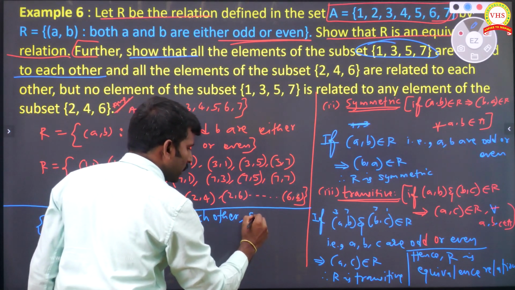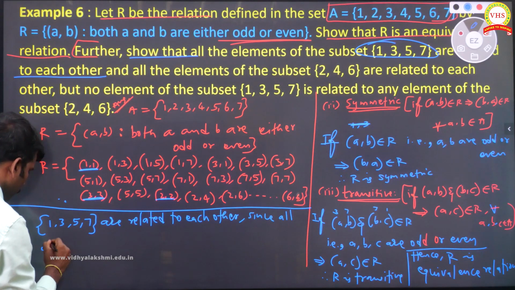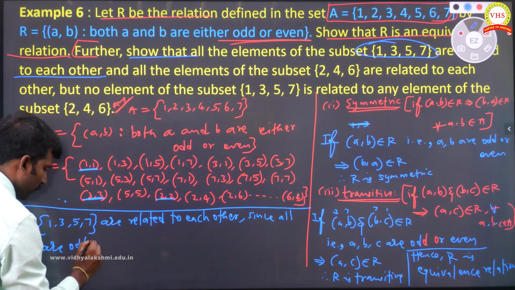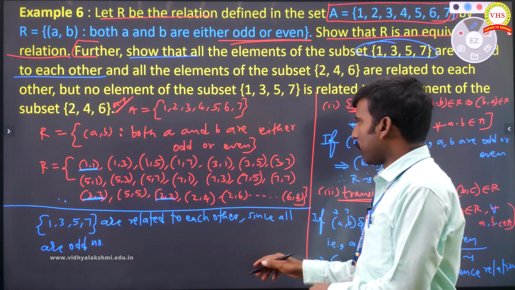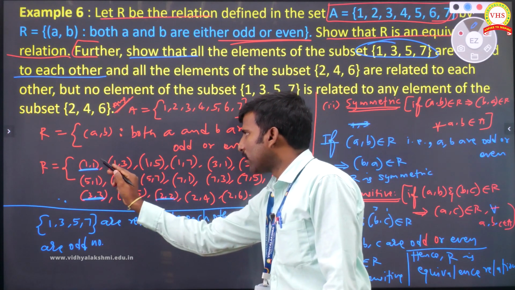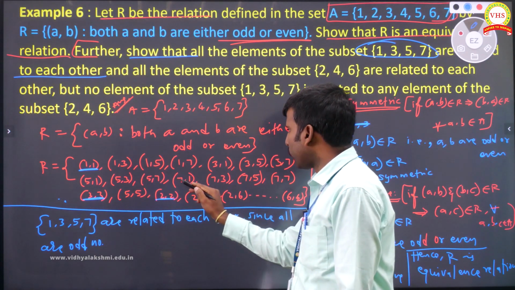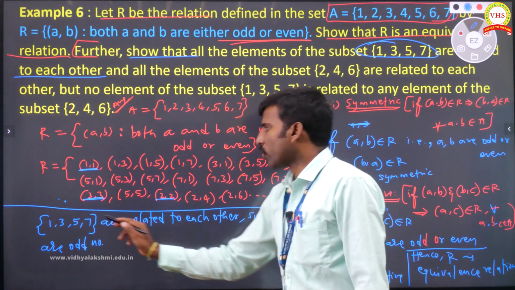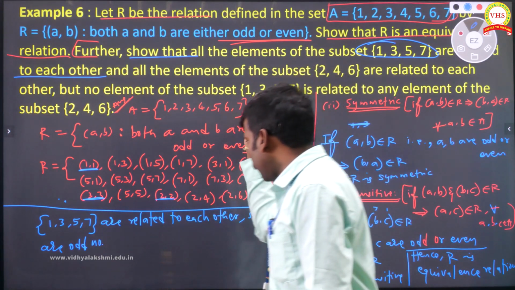Why? Since all are odd numbers. All the numbers are odd numbers. An odd number is going for the relation with odd. 1 is going to odd, like that 7 is going to odd, 5 also going to odd. So all the odd numbers are relating to odd numbers. So then it is true only.